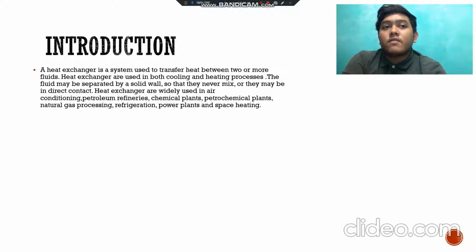The introduction for heat exchanger: a heat exchanger is a system used to transfer heat between two or more fluids. Heat exchangers are used in both cooling and heating processes. The fluids may be separated by a solid wall so that they never mix, or they may be in direct contact. Heat exchangers are widely used in air conditioning, petroleum refineries, chemical plants, petrochemical plants, natural gas processing, refrigeration, power plants, and space heating.